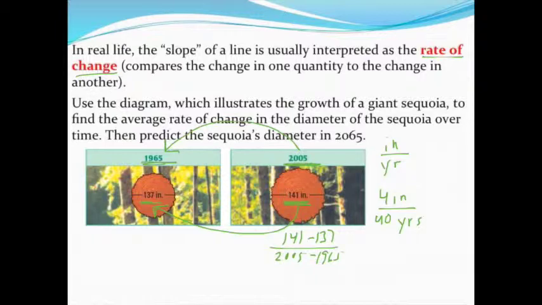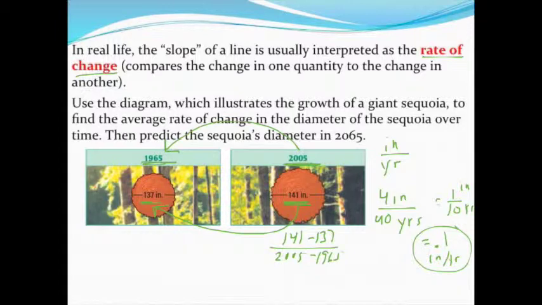Well, as always, we're going to simplify this fraction, so let me simplify that to 1 over 10. Since it's a story problem, we do want to have a label, so that's 1 inch every 10 years. And I suppose this is the one case where decimals would be okay. If you want to write that as 0.1 inches per year, that's fine. So there's my rate of change.